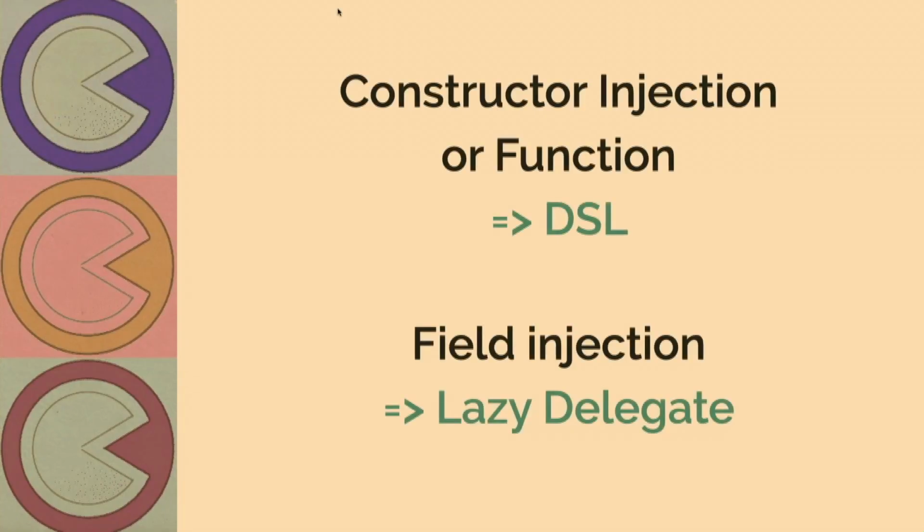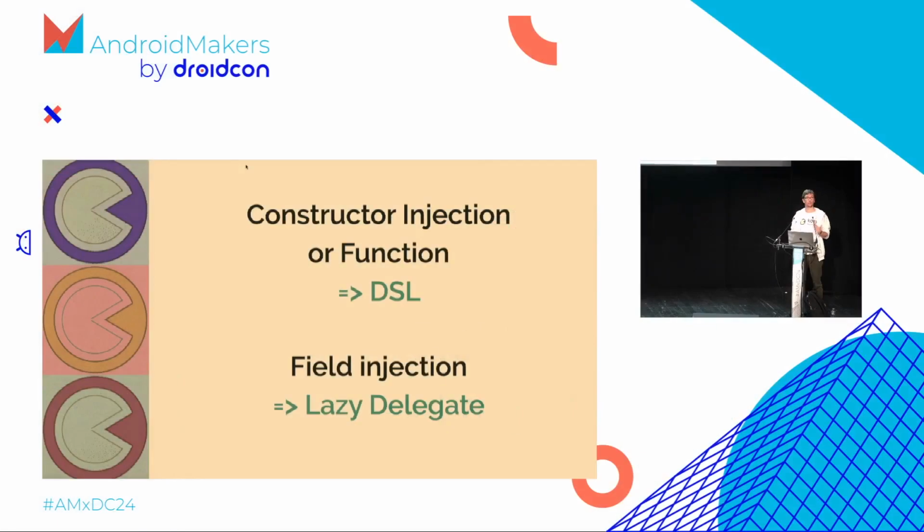In the big picture, finally, you can make a distinction between constructor injection or function, where you declare it in the DSL, and field injection, where you just need a lazy delegate expression. And finally, this is where you are mostly using this kind of locator approach, because you are using an API. You are depending on an API. But 80% of your configuration is using constructor injection or function.